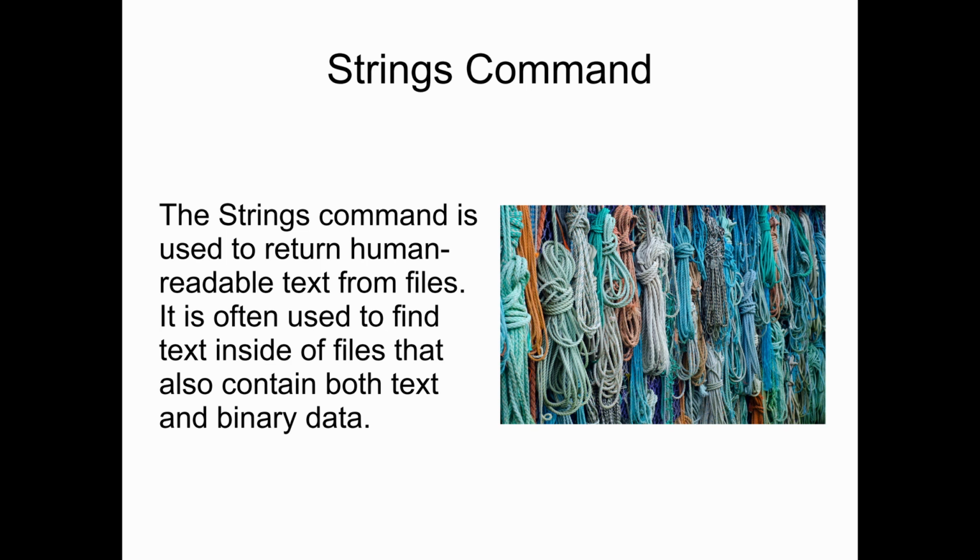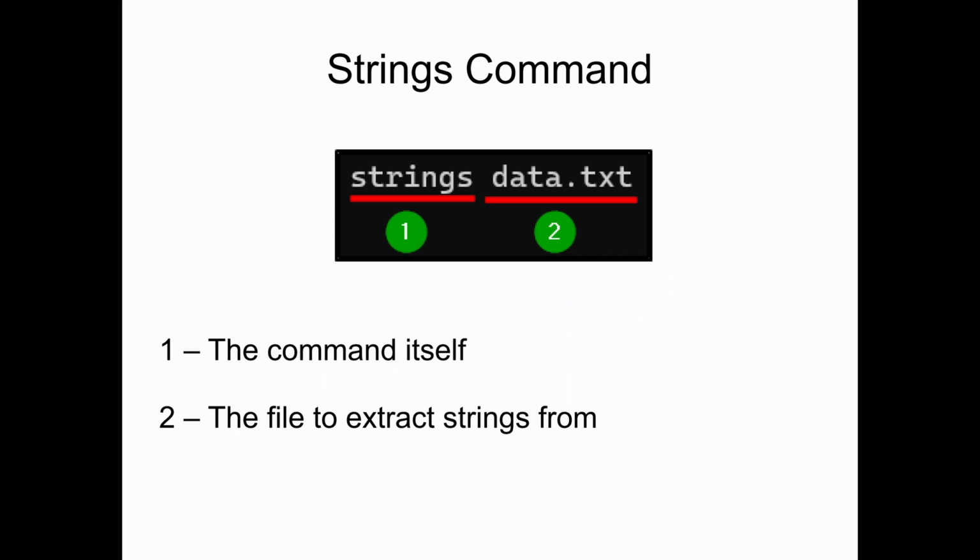The strings command is used to return human-readable text from files. It is often used to find text inside of files that contain both text and binary data. The syntax of the strings command we'll be using is the following. Strings is the name of the command itself, and the operand for the command is data.txt, which is the file from which the text strings will be extracted.